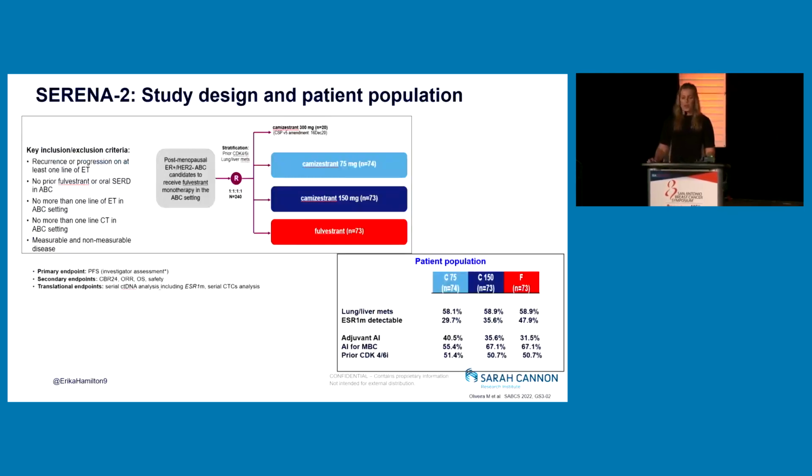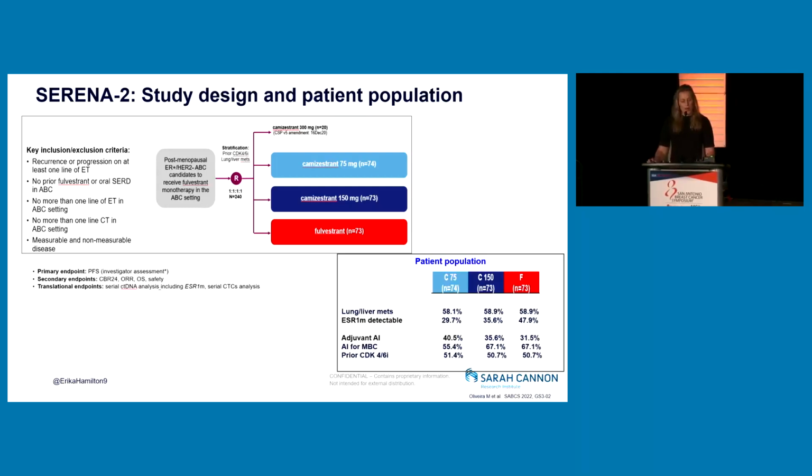So this is our other trial with positive randomized data with an oral SERD. This is SERENA-2 with camizestrant. These patients had not seen prior fulvestrant or an oral SERD. They'd had no more than 1 prior line of endocrine therapy in the metastatic setting and no more than 1 chemotherapy. And you see they looked at 2 different doses of camizestrant, both 75 milligrams as well as 150 milligrams, and a very clean design just against fulvestrant.